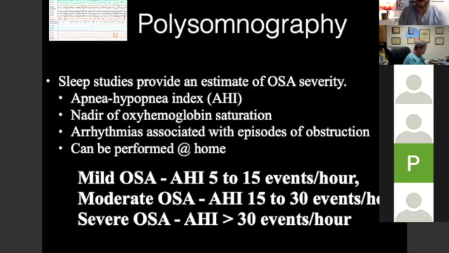Now, they also look at how your saturation drops. So if you spend 3/4 of the hour with a saturation in the 80s, that's a bad sign for severity. So it's not all about AHI. It's also about the nadir of your oxyhemoglobin saturation. And in the sleep studies that you get at a sleep center, they're also monitoring your EKG and looking for arrhythmia. But I want to tell you all now that this can be done at home.